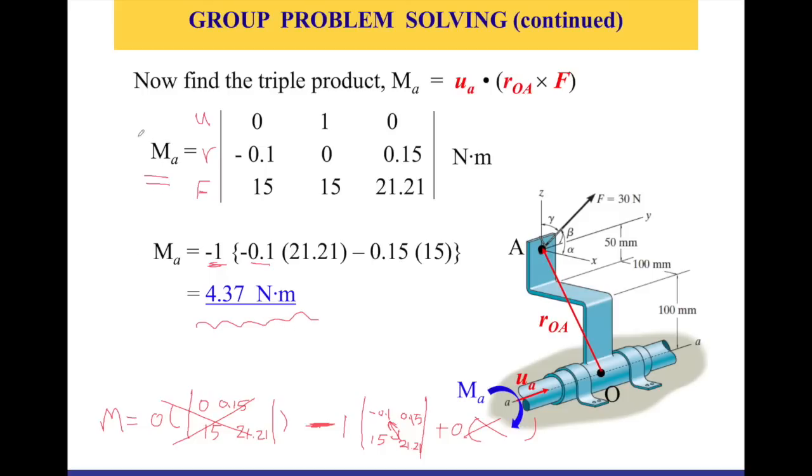So the simplest way is to construct your triple scalar product by putting the direction of the axis about which you want to find the moment in row 1, and then the position vector from any point on your axis of interest to the line of action of the force, and then the force in Cartesian form, and you can use the determinant and you should be good to calculate your moment. So this is the amount of moment created about the axis AA.